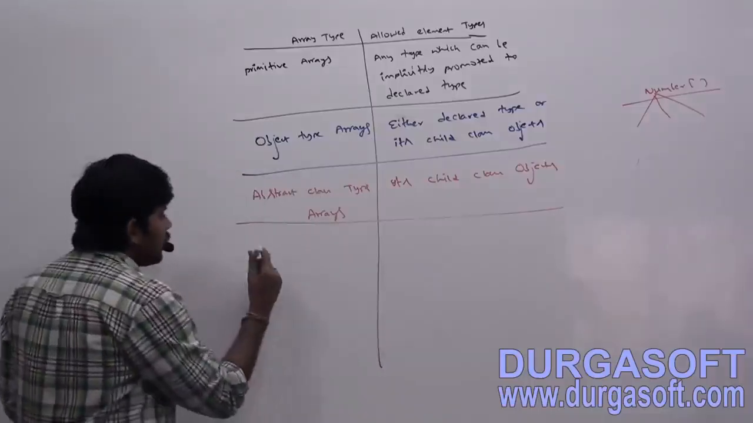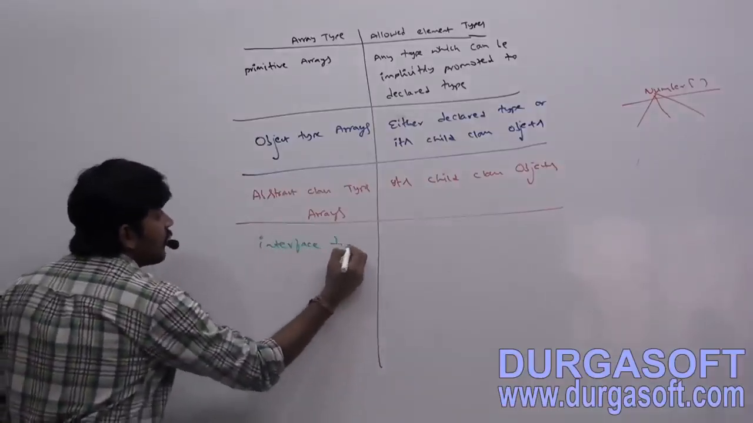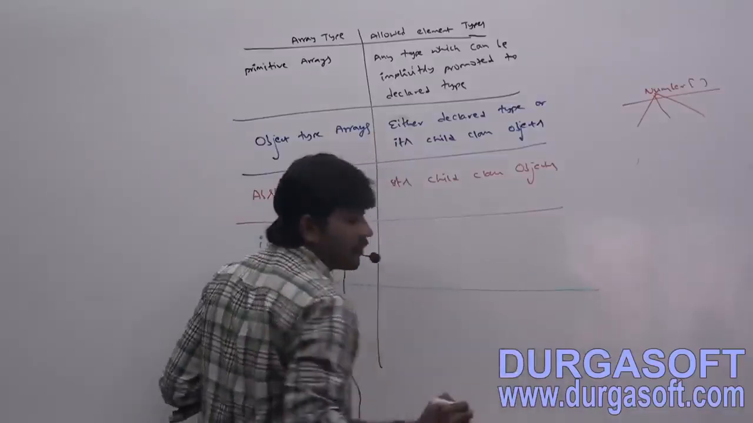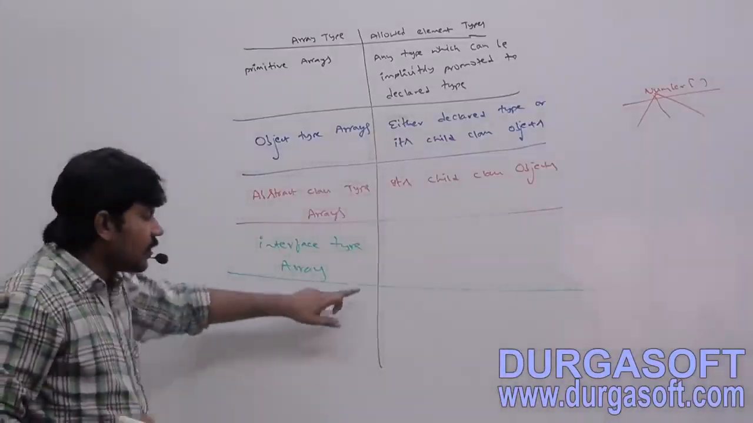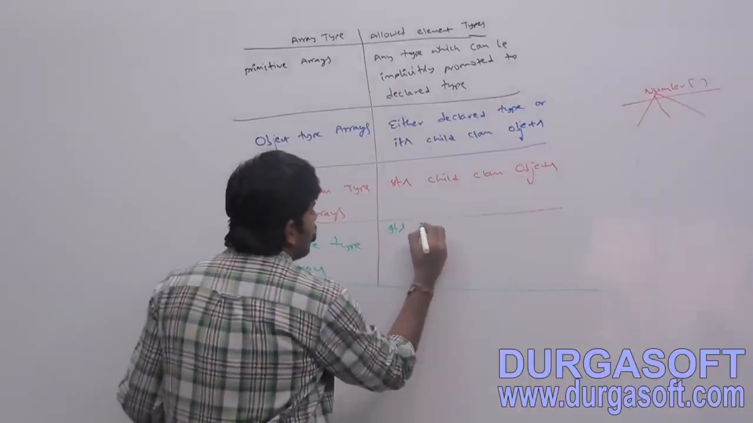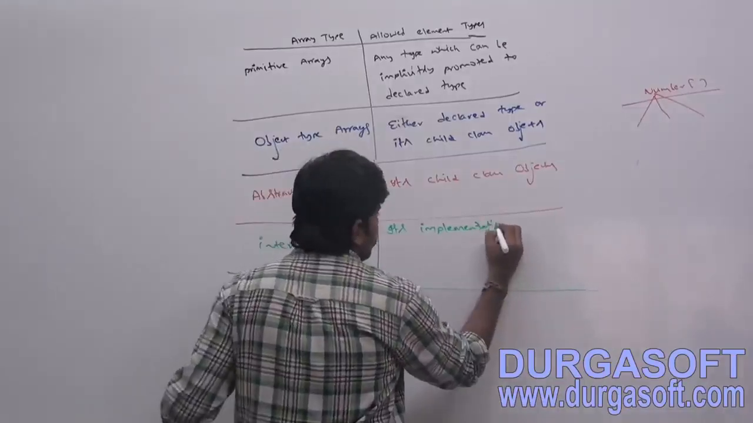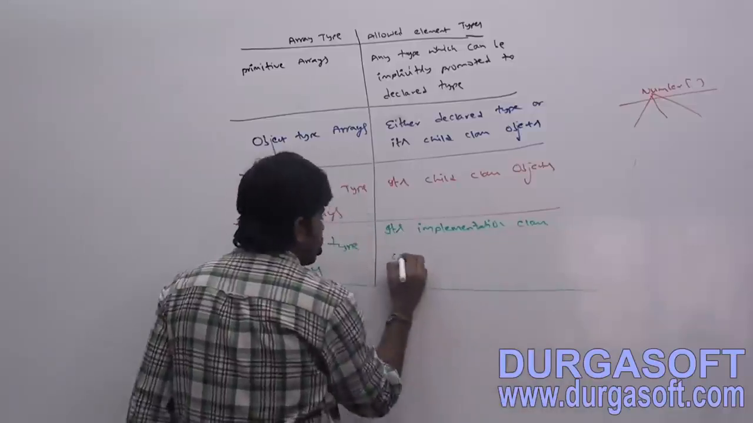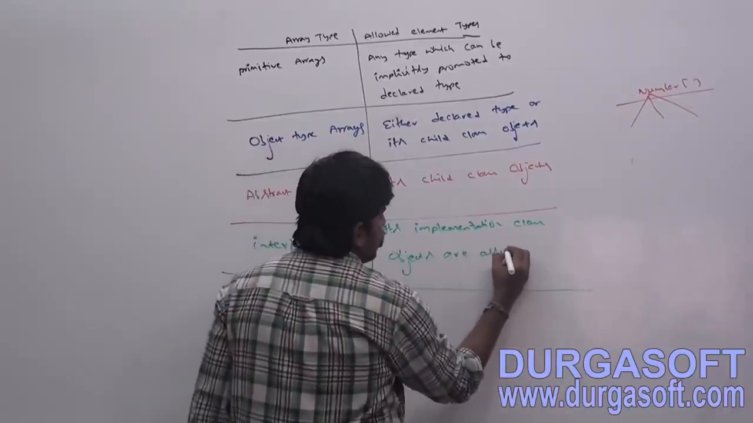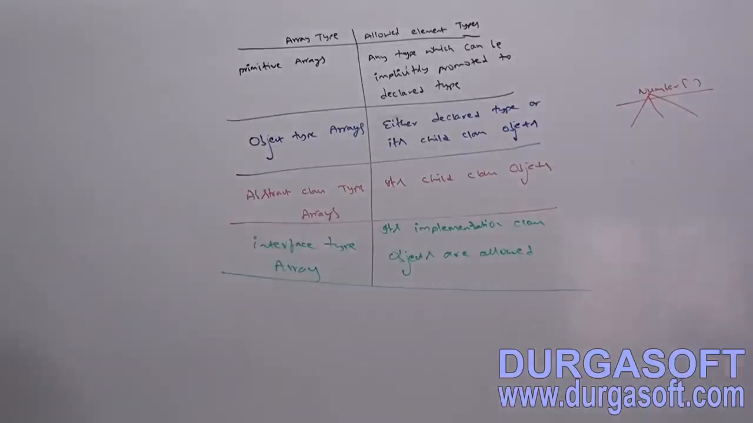Next, the last case we covered: interface type arrays. If it is an interface type array, which type of elements are allowed? Its implementation class objects are allowed.